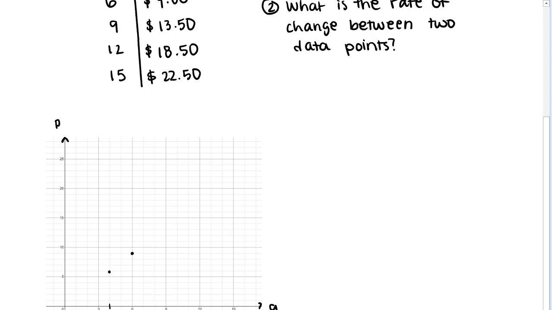We've got 9 comma 13 and a half. So here's 11, 12, 13, 13 and a half. And then we've also got 12 comma 18 and a half, it's about there. And then 15 comma 22 and a half. So here's 22.50, right? And we can see that these points all lie on a line. So maybe let me draw out that line. Just a rough sketch of this line.